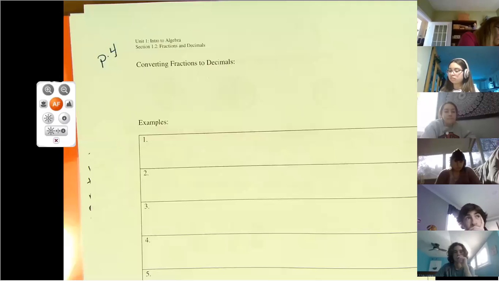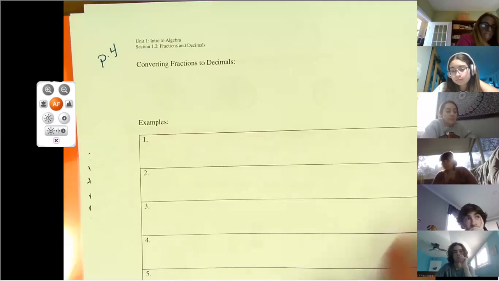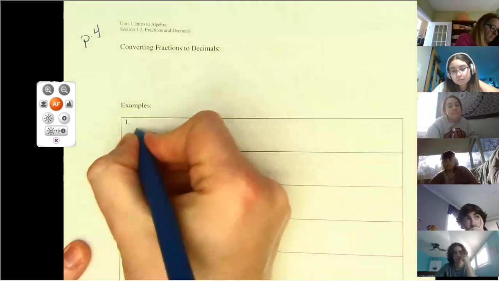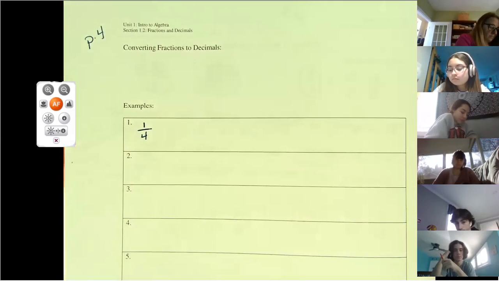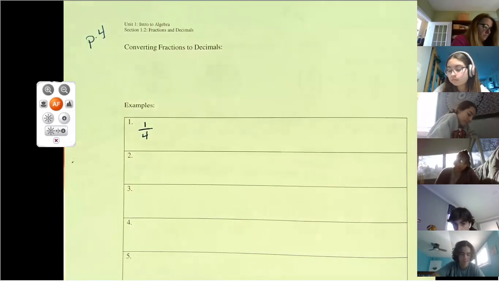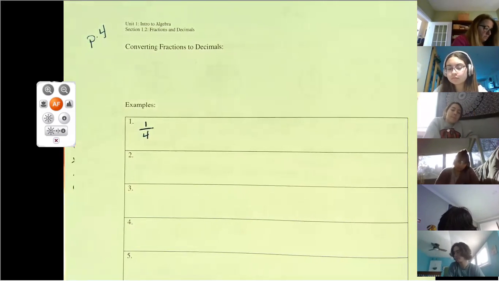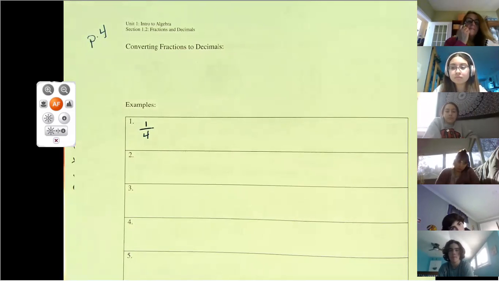Going to push record. We're on page 4 in the notes, and we need to talk about how to change fractions into decimals. The first problem I want to look at is if I give you the fraction 1/4, and I want to turn this into a decimal. There is a very easy way to do this. Does anyone know what that easy way is, which involves a calculator?